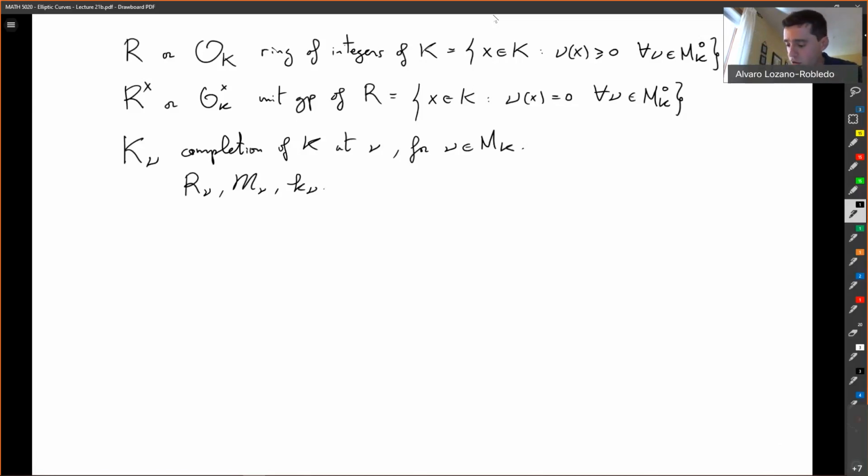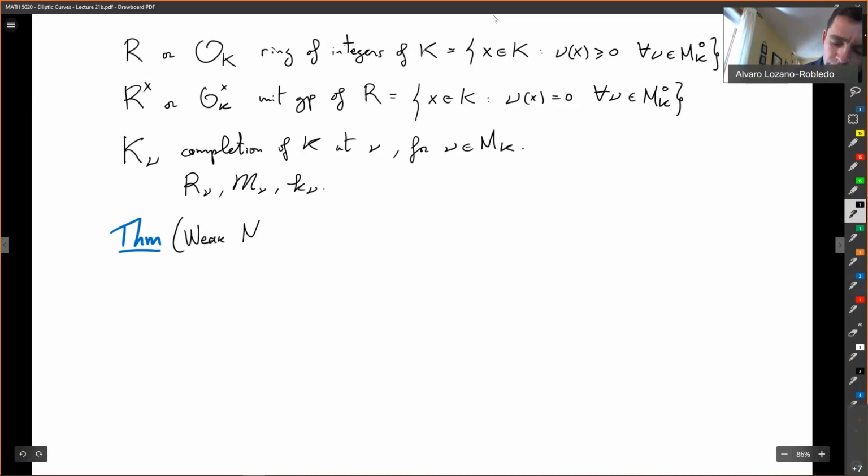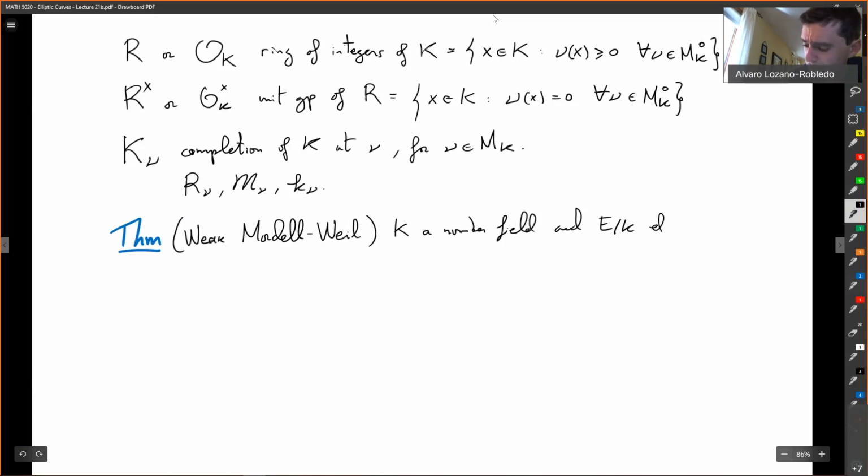So again, now our goal is the weak Mordell-Weil theorem. And it is the following. If K is a number field and E over K is an elliptic curve, then for every m bigger or equal to 2, the quotient E(K)/mE(K) is finite.